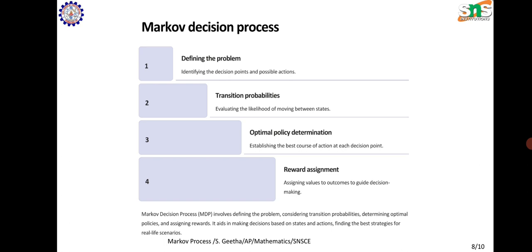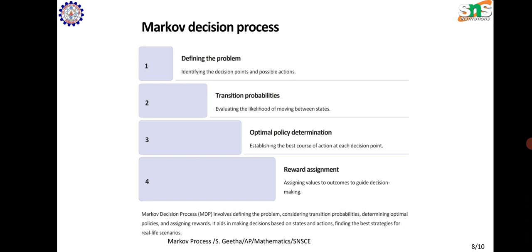Markov decision process. First, defining the problem: identifying the decision points and possible actions. Second step, transition probabilities: evaluating the likelihood of moving between states. Third step, optimal policy determination: establishing the best course of action at each decision point. And the next one is reward assignment: assigning values to the outcome to guide decision making.